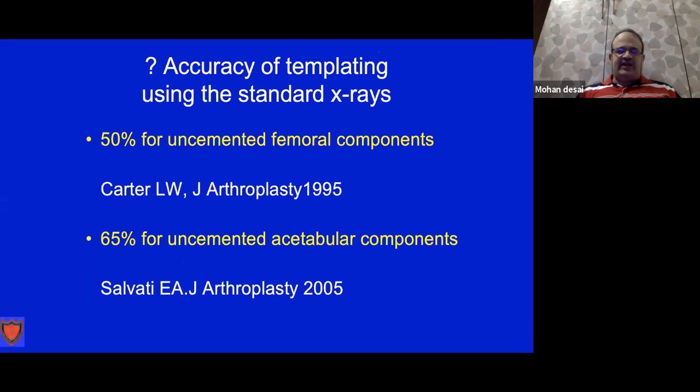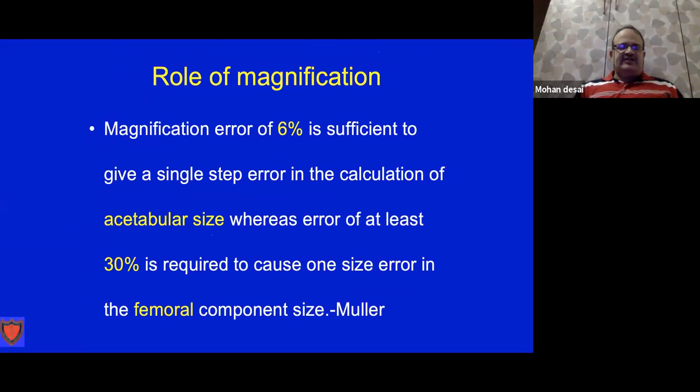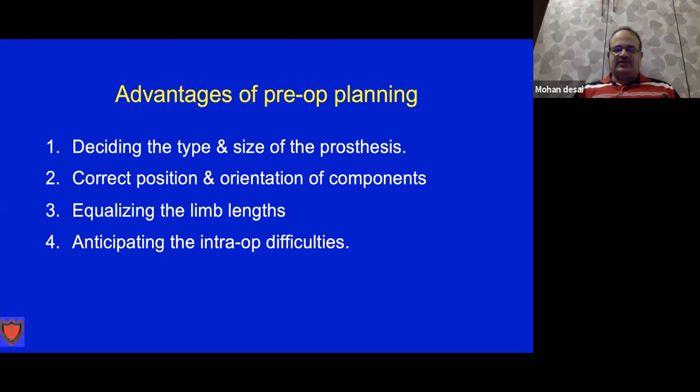Other authors did not agree, and Carter thought that it was 50% accurate. Salvetti thought that it was 65% accurate for the uncemented prosthesis, for the femoral and for the acetabular. Magnification error as little as 6% is sufficient to cause an error in the calculation of the acetabular size. So acetabular size you may go wrong, but on the femoral side, an error of at least 30% is required to cause one size error. That means on the femoral side, usually you are correct in sizing the femur as per Muller.